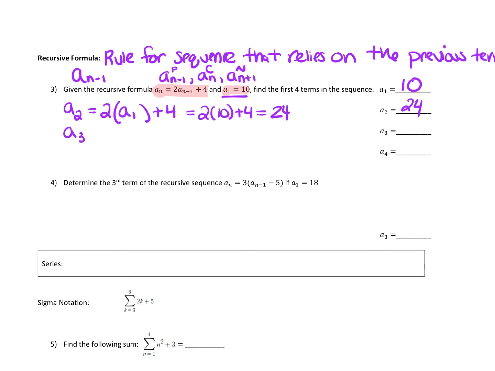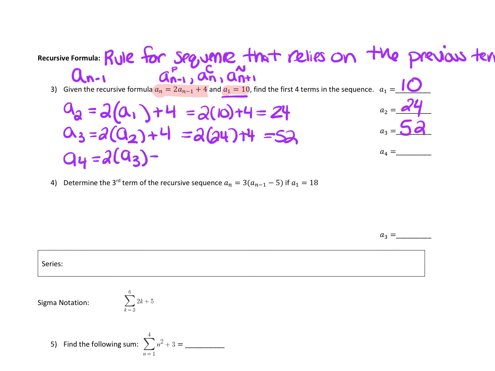Now to find a3, I would do 2 times a2 plus 4. So you always need the previous term with a formula like this to find the next term. Unlike the explicit formula where you could just find any number at any time. So that's 2 times 24 plus 4, so that would be 48 plus 4, or 52. And then if I want to find a4, that means I'm going to do 2 times a3 plus 4. So it would be 2 times 52 plus 4, which would be 108.